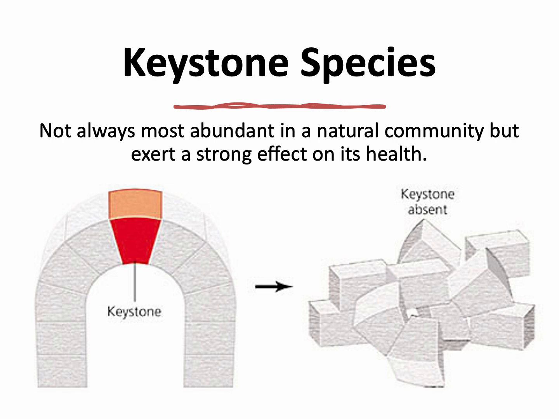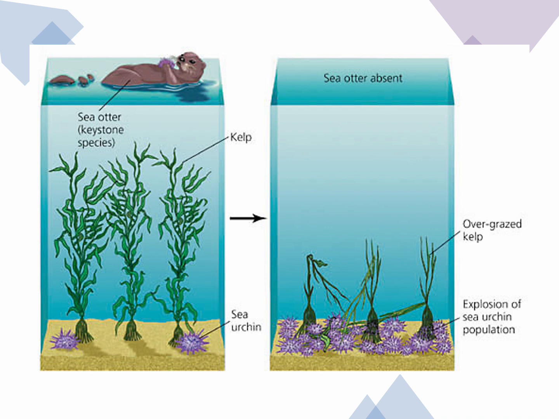So even though they're not the most common thing in the environment, they're having an effect that strongly impacts the health of the entire ecosystem. So what are some examples of this? Well, an example would be sea otters. Sea otters are, obviously, otters. Obviously they live in the sea, and they live on the Pacific coast. They're found specifically in kelp forest habitats.